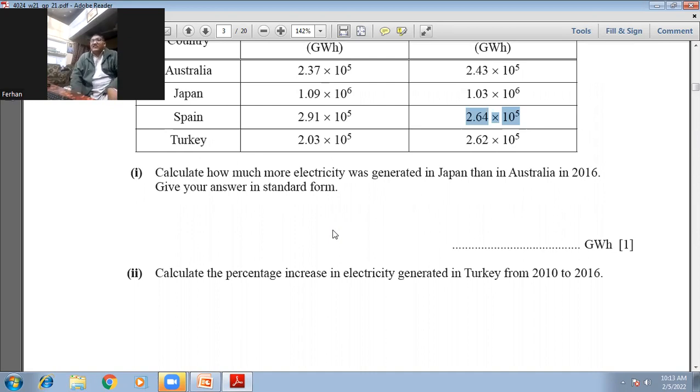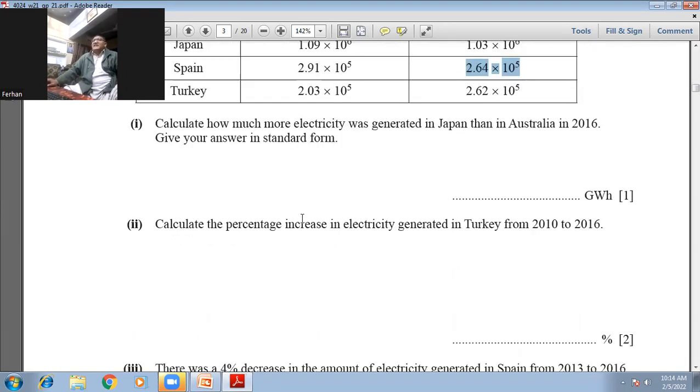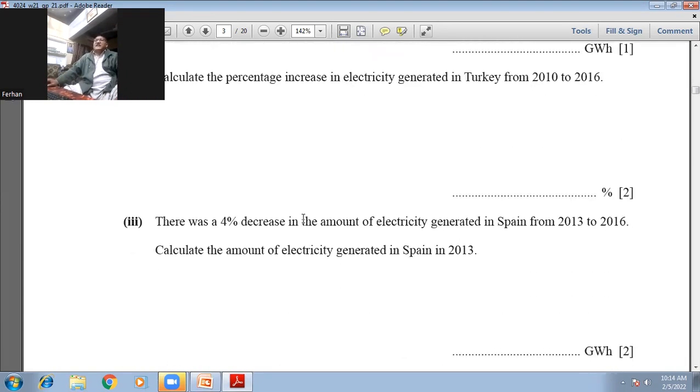So X minus 4% of X will be equal to the amount produced in 2016. It is called a reverse percentage, in which you find the old value. Reverse percentage questions always come in the paper. So we have to find the amount of electricity produced in 2013. The amount of electricity produced in 2016 is given.